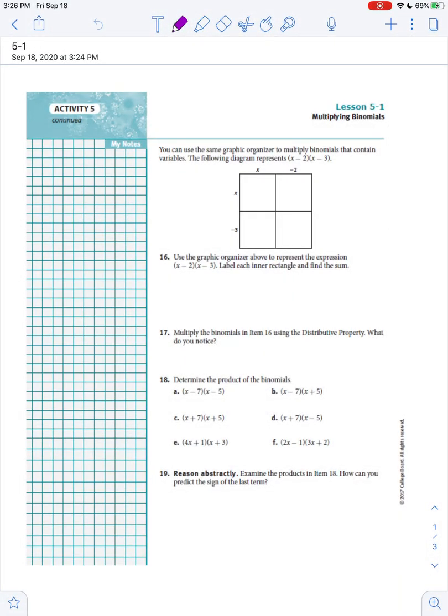Hello, and welcome to lesson 5-1. Here we're going to be multiplying binomials. So I'm actually starting this lesson a little further in. If you could go ahead and turn to page 64, go near problem 16, that's actually where we're going to start today.